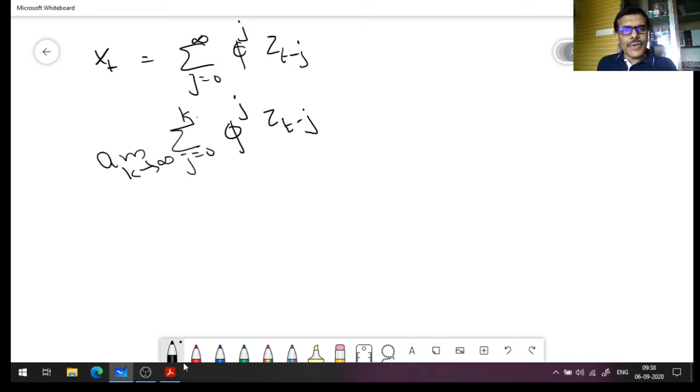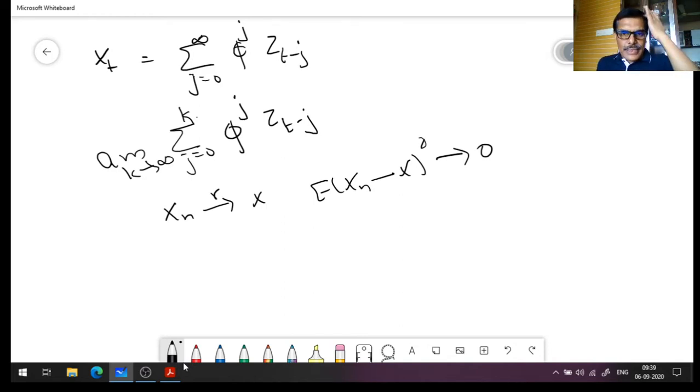And then here we are going to talk in terms of convergence in rth mean. So X_n converges to X in rth mean if the expected value of absolute X_n minus X to the power r goes to 0. This is what the rth mean means. Using the same idea, I'm going to claim that as k tends to infinity, you have this quantity.